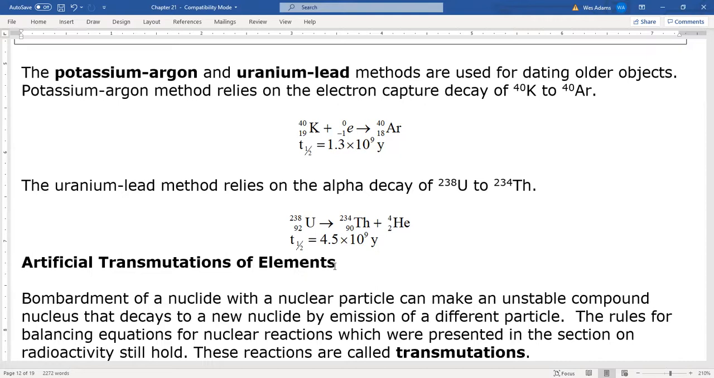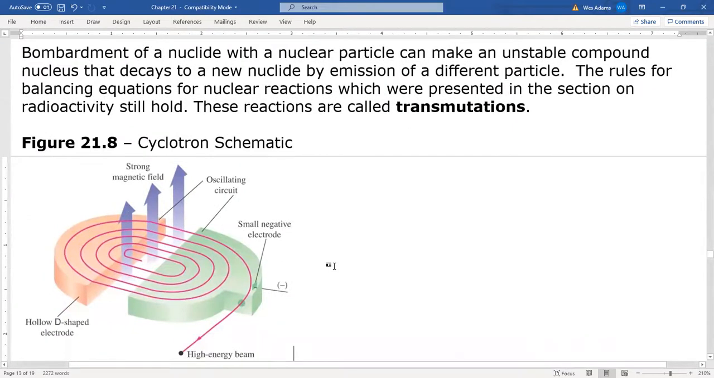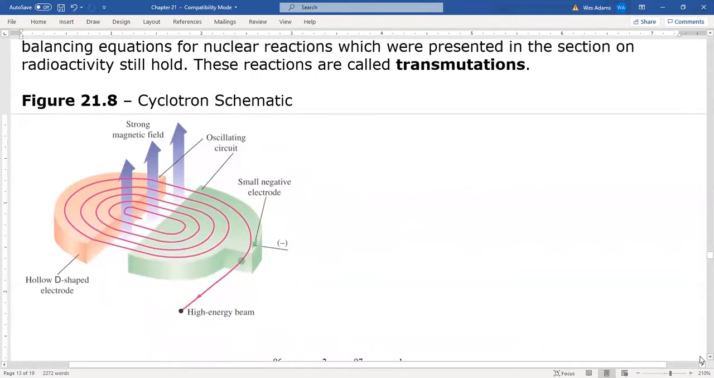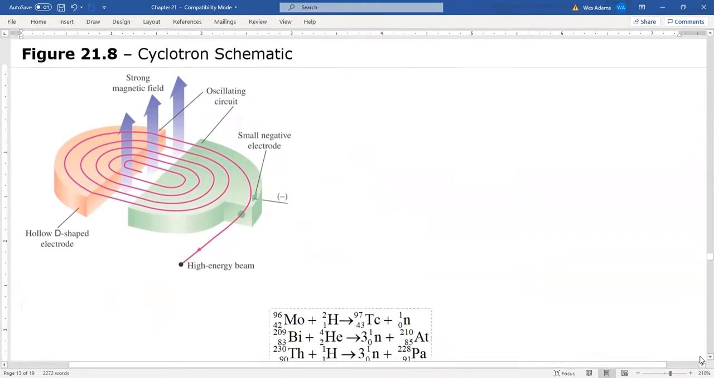The rules for balancing these reactions still hold with what we said in the previous video. You could have a cyclotron, for example. We have a high-energy beam which passes through, but it's caused by these D-shaped electrodes alternating, causing the particle to spin faster and faster until it's allowed to escape. It strikes a target, and if it strikes at just the right energy, they'll generally fuse together, usually by emitting some smaller particle as a result. Many of the new elements have been synthesized in that fashion.